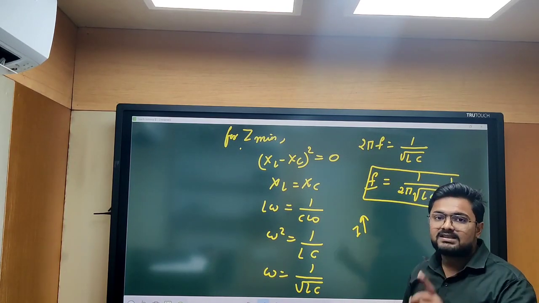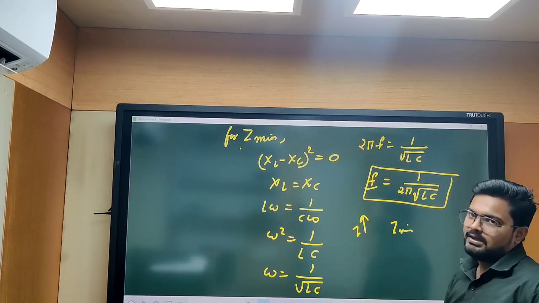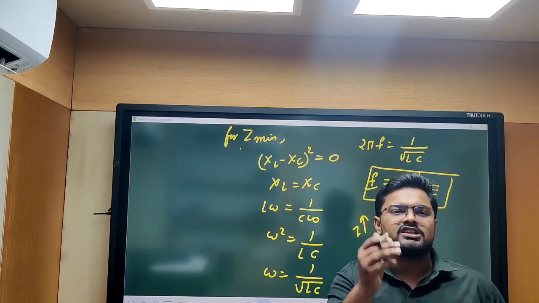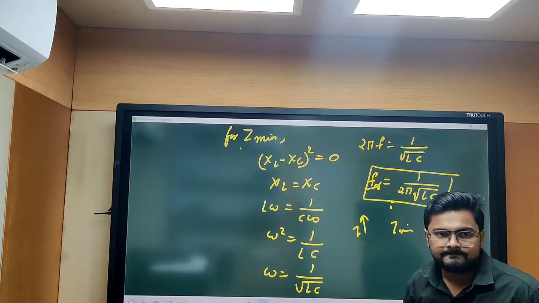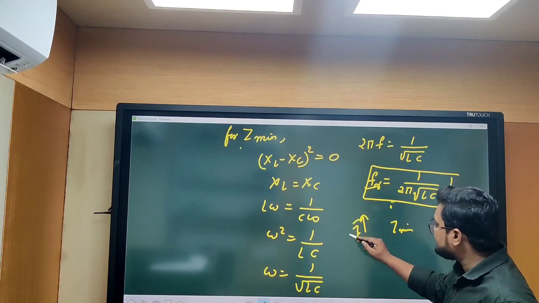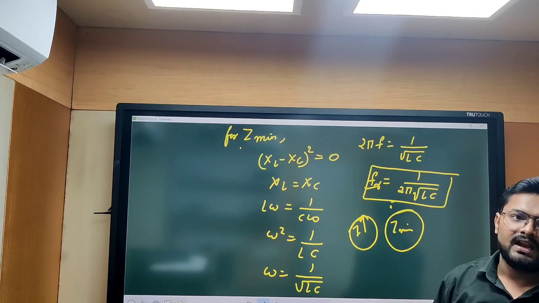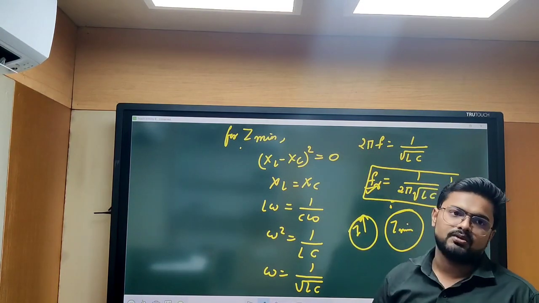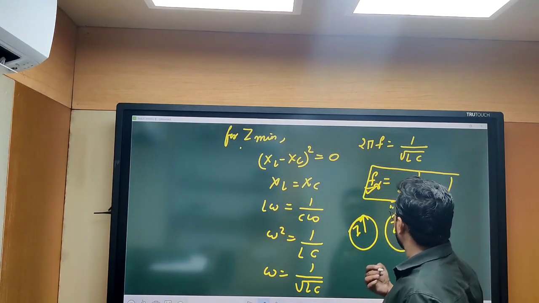In this condition Z will be minimum and current maximum, and this condition is known as resonance, and the frequency which is responsible for the resonance is known as resonant frequency. The condition in which the LCR circuit gets maximum current and minimum impedance is known as resonance, and the frequency at which resonance happens is known as resonant frequency. I hope you got it.